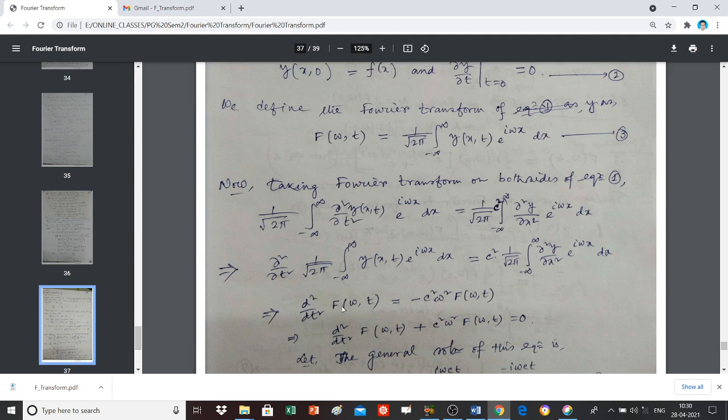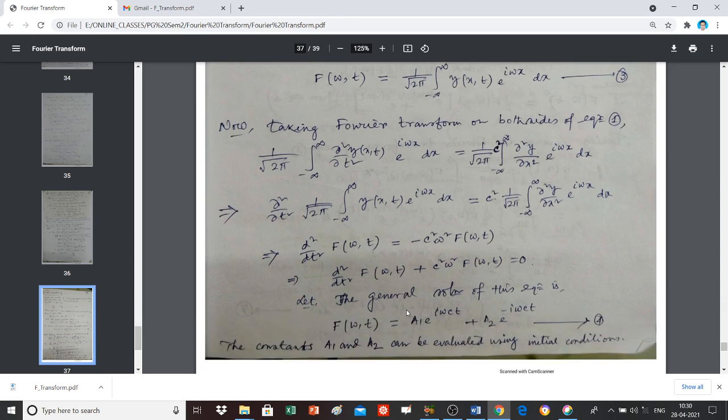So d2 by dt square of F(omega, t) is equal to c square times the Fourier transform of the second order derivative of y with respect to x, and that value will be minus (i omega) whole square times F(omega, t). So that is equal to minus c square omega square, since (i omega) square means minus omega square. So we get minus c square omega square F(omega, t).